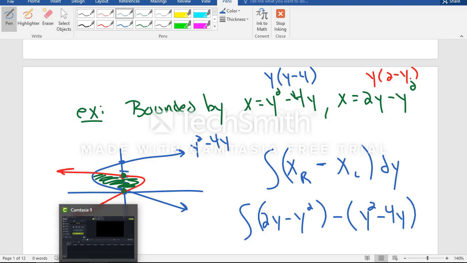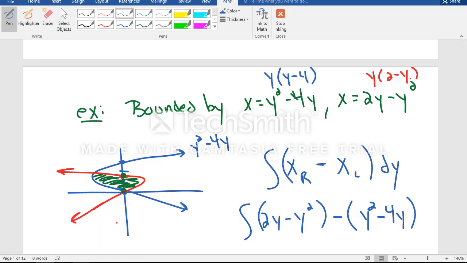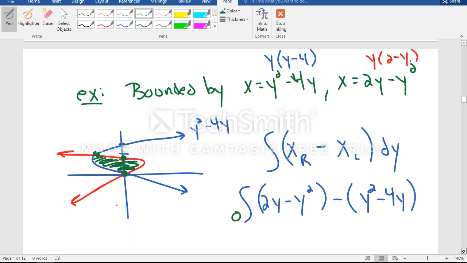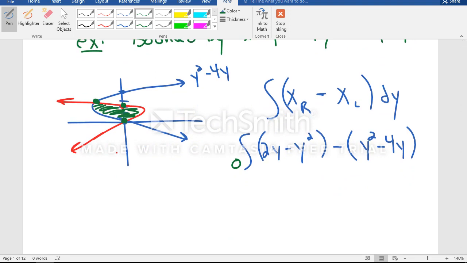Oop, nope, oh my gosh, that is totally wrong. All right. Let me not get ahead of myself here. So the bottom limit of integration is 0, but the upper limit of integration is that intersection point. I almost made a mistake there. Right? So we need the points of intersection.